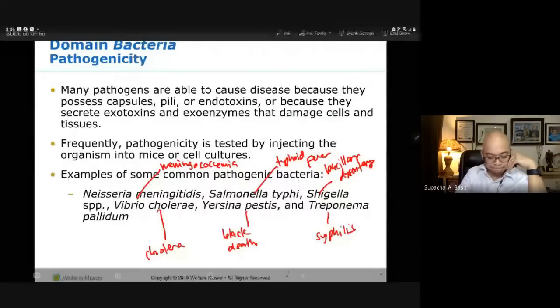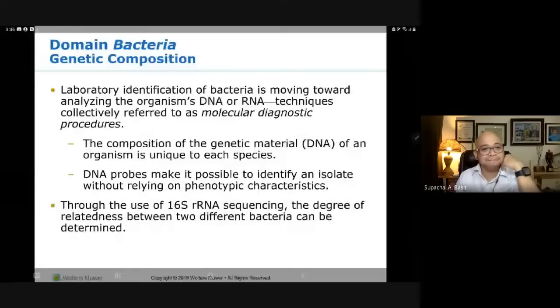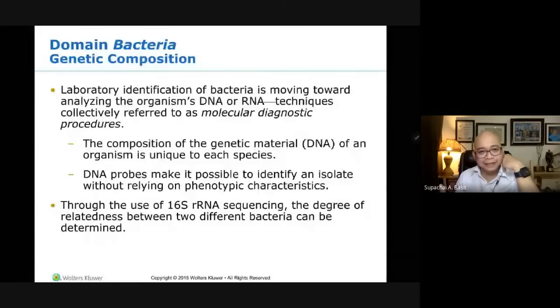Laboratory identification of bacteria is moving toward analyzing DNA or RNA, called molecular diagnostic procedures. So that's the reason why PCR has become a very important technique in identification of bacteria. The composition of the genetic material, or the DNA, of an organism is actually unique to each species. So that's why I told you during the introduction that DNA is like the blueprint of life, not just of the bacteria, but even of our life as humans.